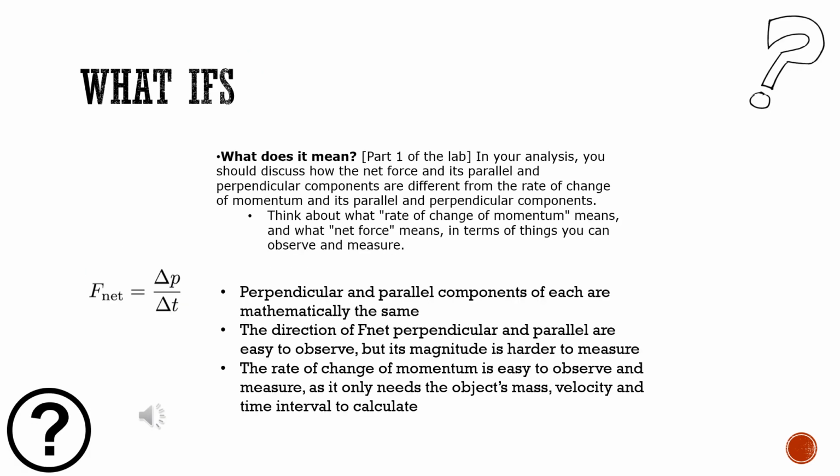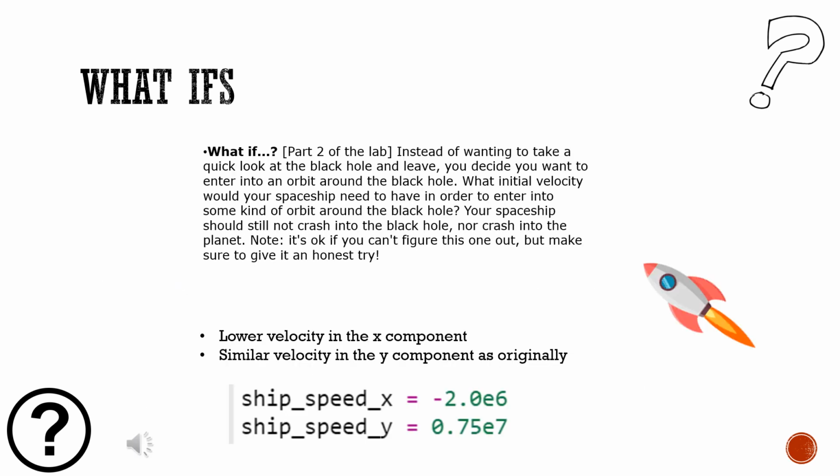So some questions to think about include what rate of change of momentum means and what net force means. Perpendicular and parallel components of each are mathematically the same, but the direction of the F net perpendicular and parallel are easy to observe, but its magnitude is harder to measure, whereas the rate of change of momentum is easy to observe and measure, as it only needs the object's mass, velocity, and time interval to calculate. Another question is if we decided to enter into an orbit around a black hole.